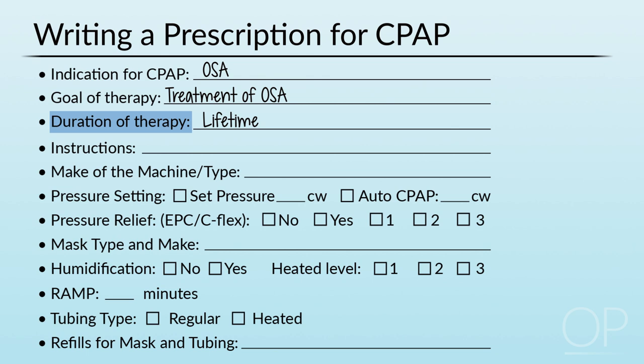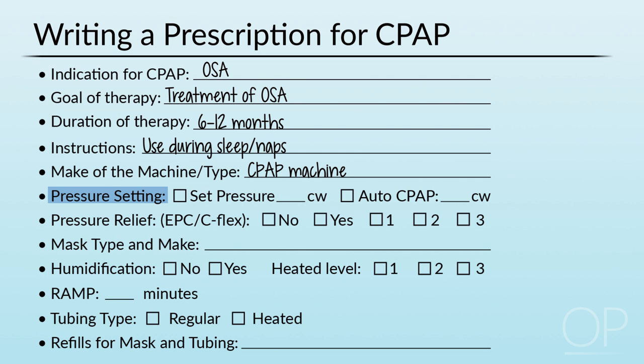Instructions, we usually write to use the device during sleep or naps, depending on the age. If you'd like to write the details of the machine, you can write the type and the make of the machine. Then the most important thing is the pressure settings. You can write a standard setting at 10 or 12 centimeters of water, or for an auto CPAP, you write a range of the pressures, meaning from 5 to 15 centimeters of water. Pressure relief, you may write required or not. If yes, you can write the setting of 1, 2, or 3.